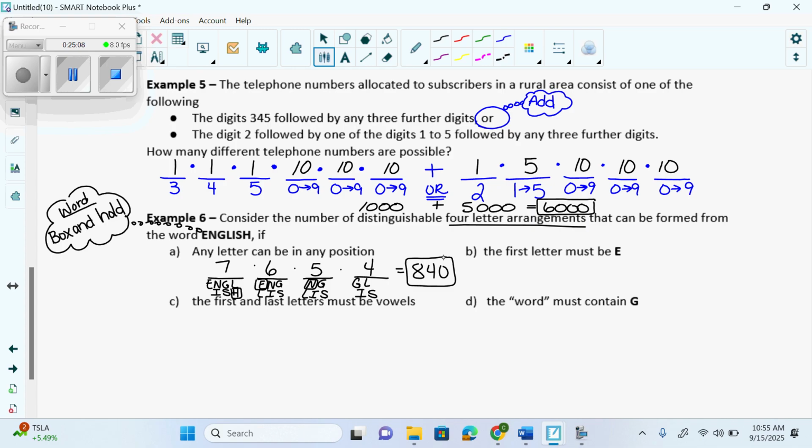E, we get all our letters back again. All the letters in English. We agree? But this time it says the first letter must be an E, so I have to start with that. The first letter must be an E.